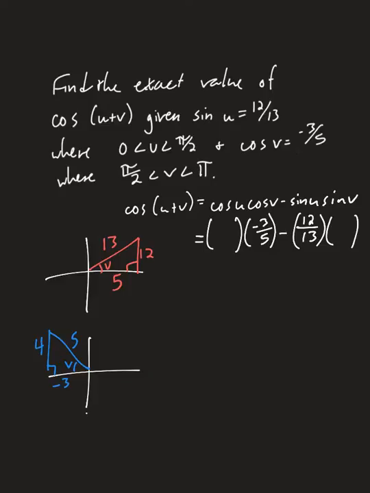So for cosine u, now we can look at this red triangle and find that cosine of u, adjacent over hypotenuse, is 5 over 13. And for sine of v, we're going to look at this one. Sine is opposite over hypotenuse, so sine is 4 over 5. Then we can type this into our calculator, or we can just do a little math, whatever you prefer. Negative 15 over 65 and negative 48 over 65 ends up being negative 63 over 65. So that is our answer.